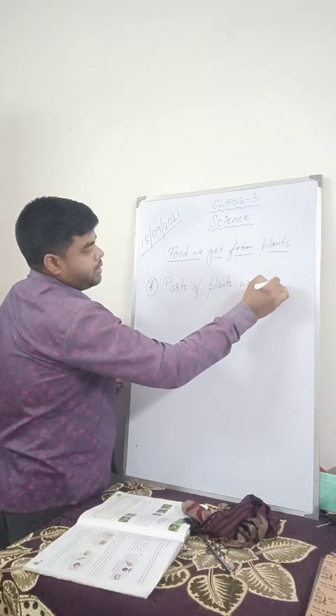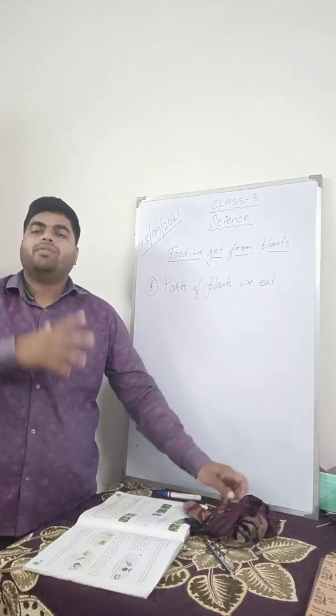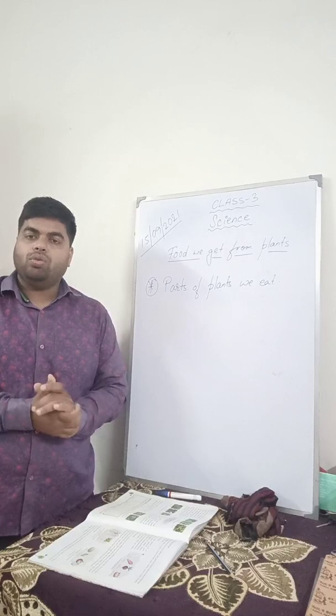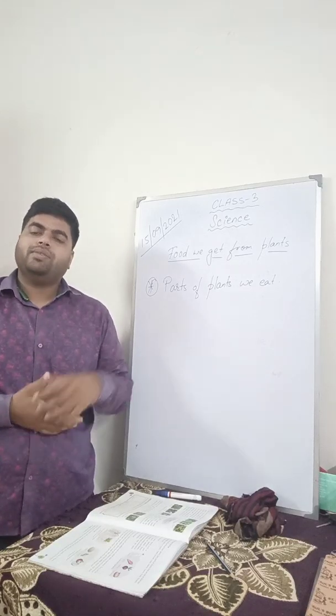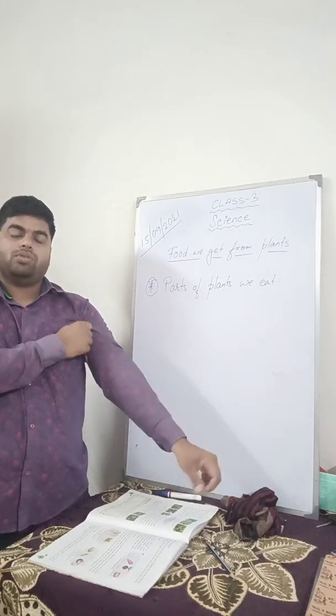Parts of plants we eat. Almost each and every part of plants is eatable, but of different plants. It is not that you take the same plant and eat all the parts of it. No. There are different plants of which different parts can be eaten, which is actually eaten by us. We will study about those.